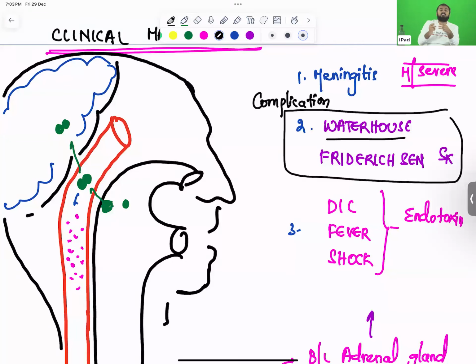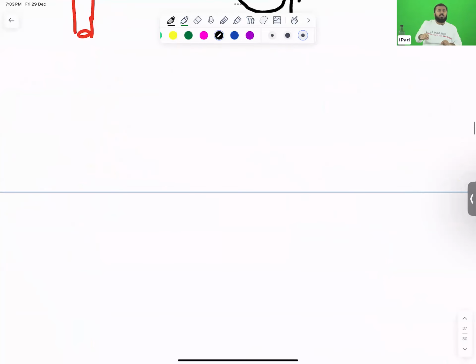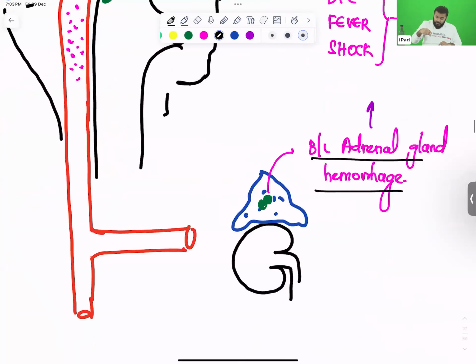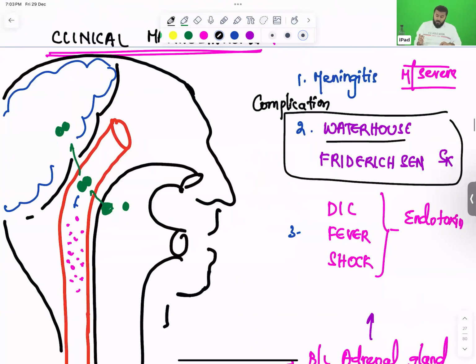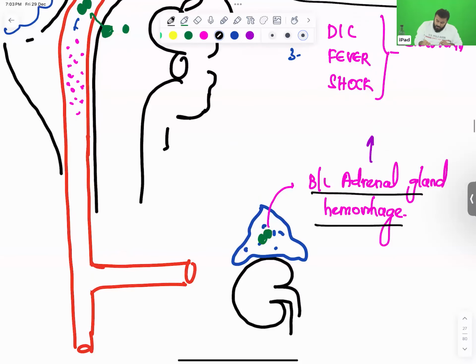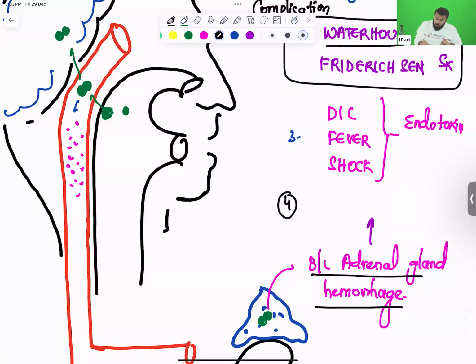All these three syntheses will be stopped suddenly. Okay? So these things will happen in the patient. So if someone is asking you, the most important complication of Neisseria meningitidis is this Waterhouse-Friderichsen syndrome. Now I am discussing the last, fourth important thing.